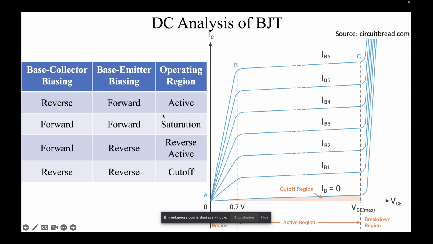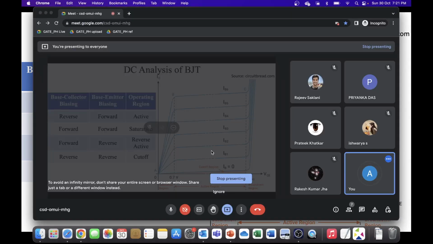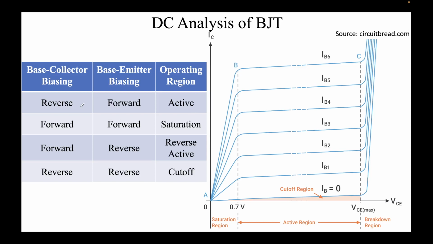First, you can have base-collector as reverse and base-emitter as forward. This is the most common mode of operation, and this is what we call the active mode. This region that you see, the almost horizontal region with a very slight slope, is called the active region. Most of the questions we are used to have our BJT operating in this region. The other region of interest is when both are forward bias.